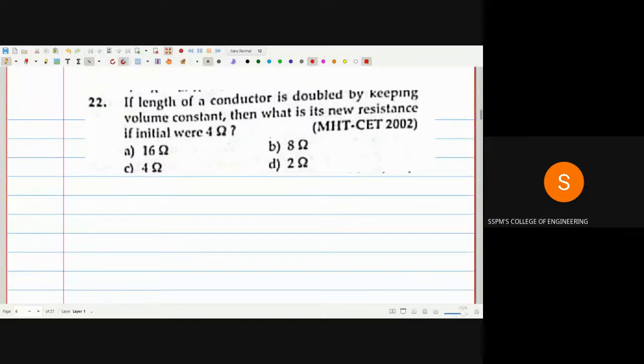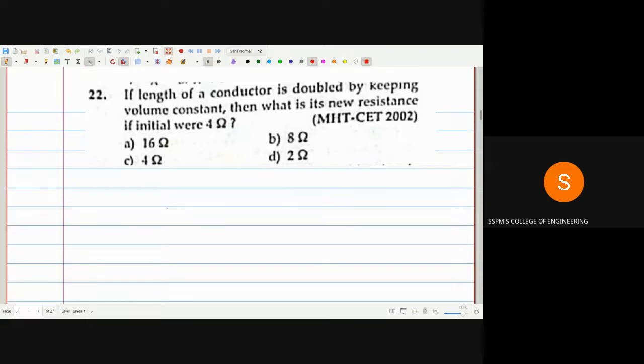इथे बघा हे एक्झाम्पल. The length of conductor is double by keeping volume constant. Then what is the new resistance if initial resistance is 4 ohm? आता ह्या प्रॉब्लेम साठी तुम्हाला हे इक्वेशन लक्षात ठेवावं लागेल. R is equal to rho into L divided by A, where rho is a specific resistivity of the conductor, L is the length of the conductor, and A is a cross-sectional area, where the cross-sectional area of the conductor is pi into R square. Isn't it?